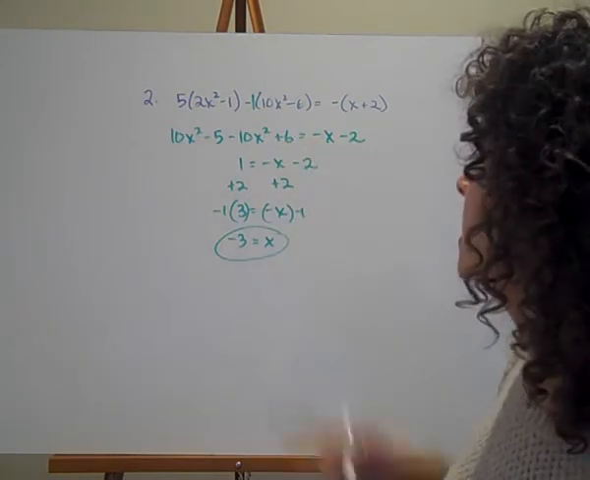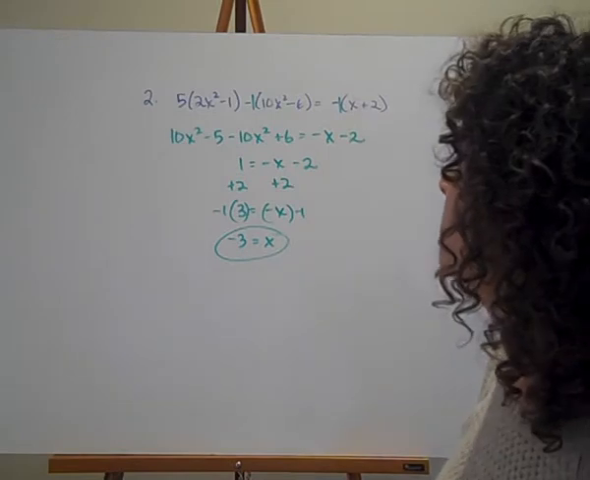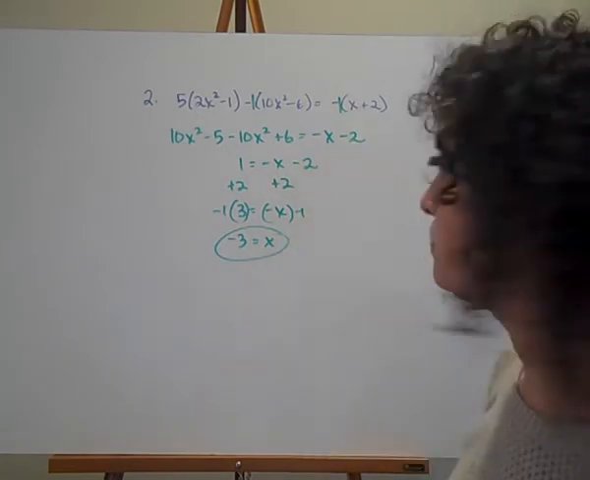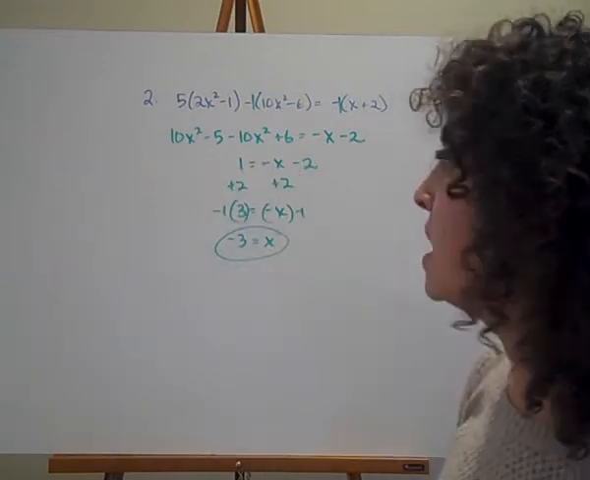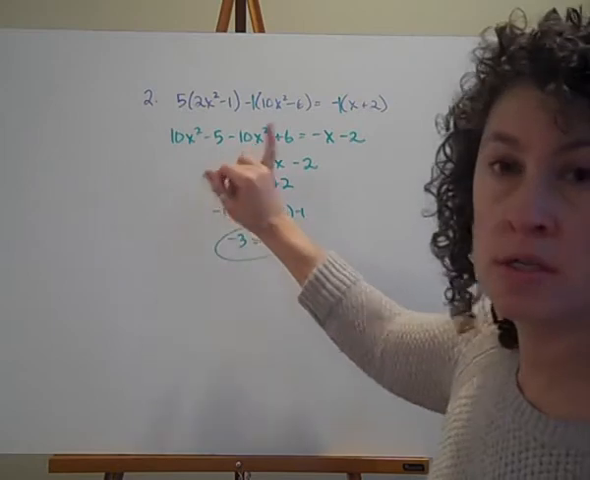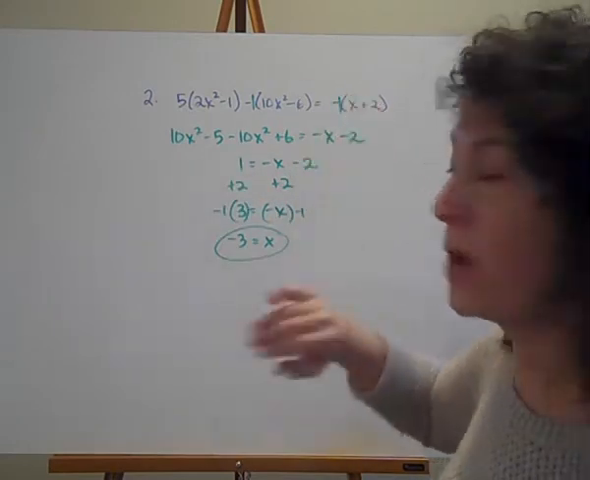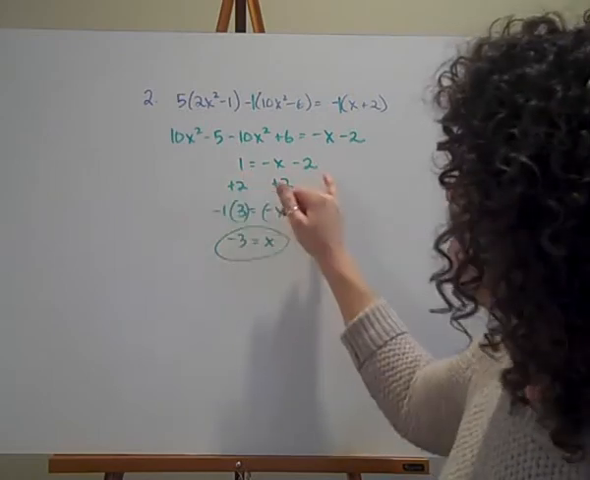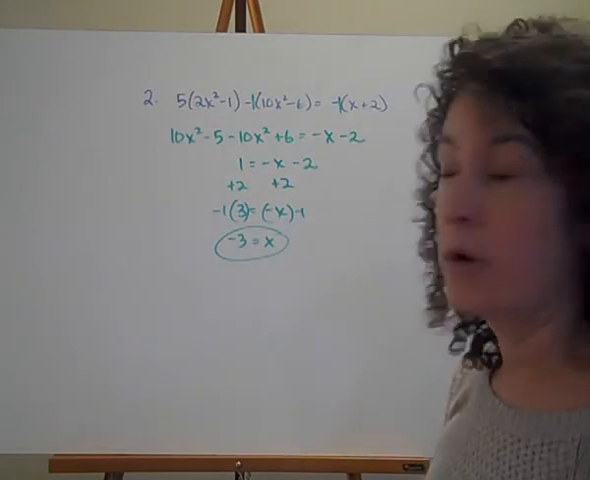And I distribute this negative over here. Again, that's like a negative 1 in front. That gives me a negative x minus 2. Over here on the left, I've got kind of a mess, so I'm going to combine like terms. I have 10x squared and a minus 10x squared, so that term vanishes. I don't have any x squareds. Negative 5 plus 6 gives me a positive 1. Here, I don't have anything to do on the right-hand side.